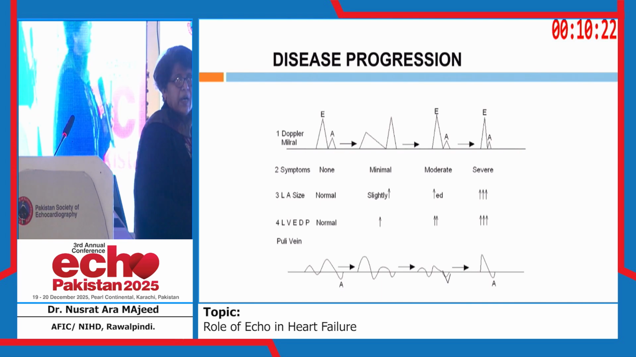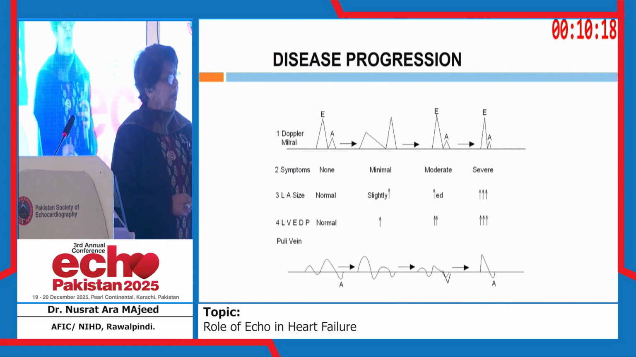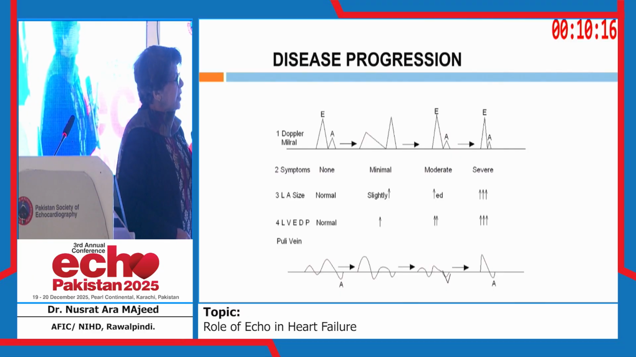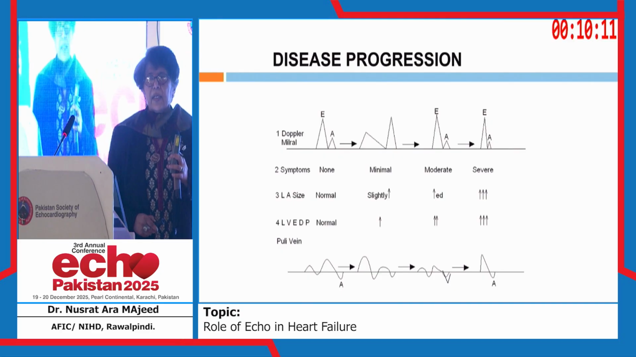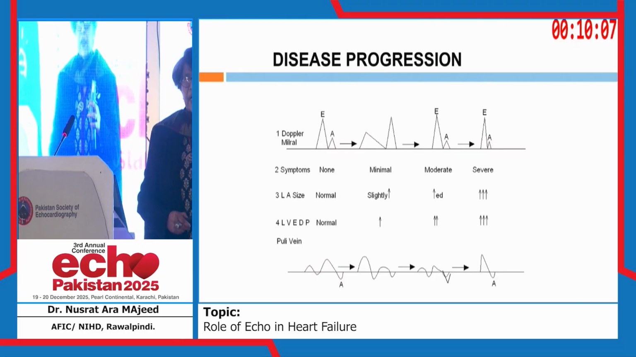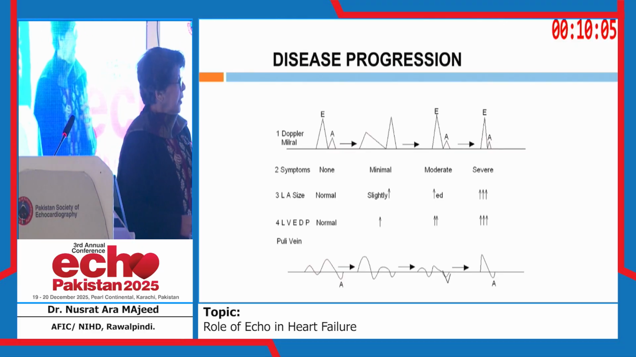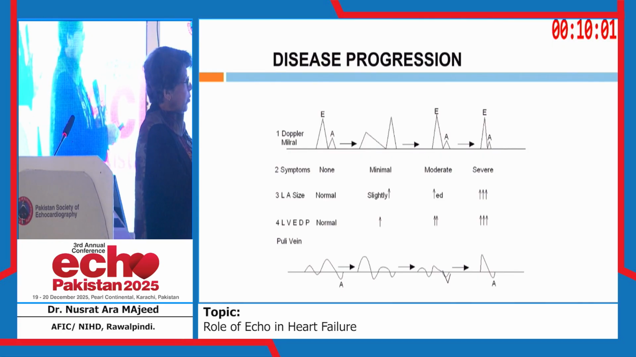This is grade 1. It's not only EA reversal, but you have to have prolongation of the deceleration limb of the E. At this stage, your LA is slightly enlarged, the patient is symptomatic, and if you take LV end-diastolic pressure, it's high. Then the next one is the most important and also the treacherous.